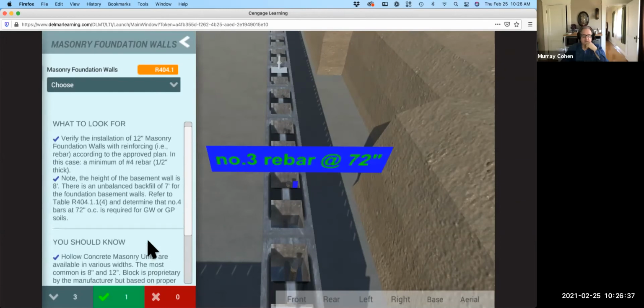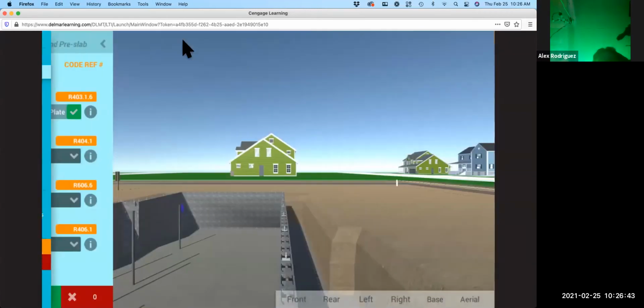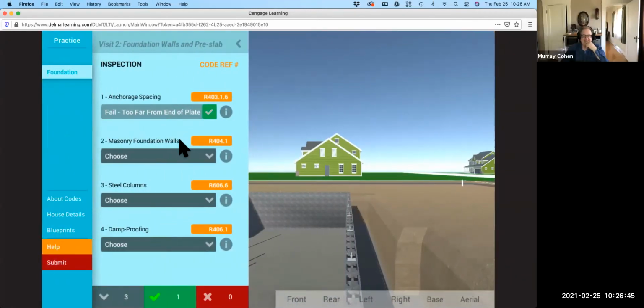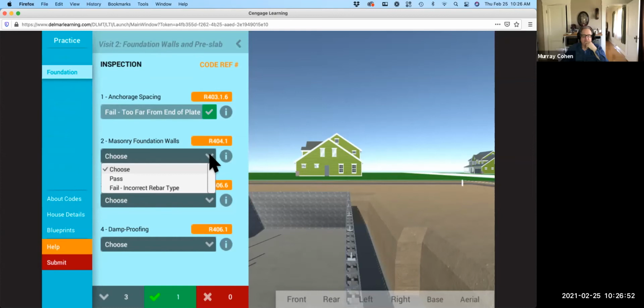So we're going to say this fails, right? And I'm not a professional, I can see the stuff wrong with it. Well, just for the number 3 right there, they gave it away right away. Okay. But now we have to say it fails because of the rebar type. Okay, fail. Incorrect rebar type. Yes. Okay. Very good.